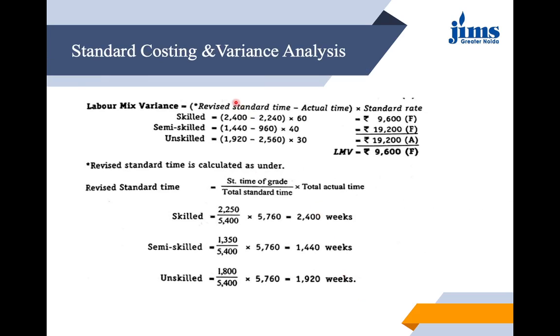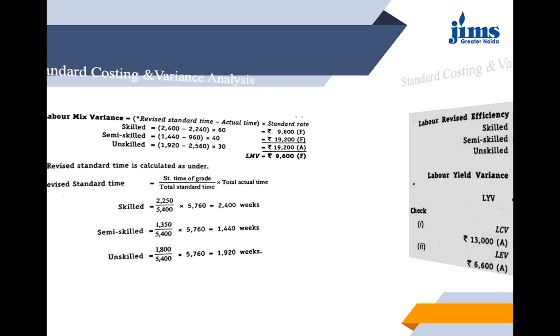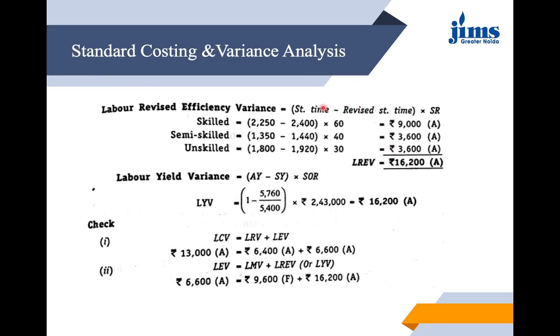Then labor mix variance, we have the formula revised standard time minus the actual time into the standard rate. Revised standard time can be calculated using this formula: standard time of the grade upon the total standard time into the actual time. So we can use this formula to calculate the values and put them in the question here. Like for skilled it's 2,400, you can see it here, minus the actual time into the standard rate, and you are able to obtain the favorable variance. Same way for others, and finally we are able to get a labor mix variance which is favorable by rupees 9,600.